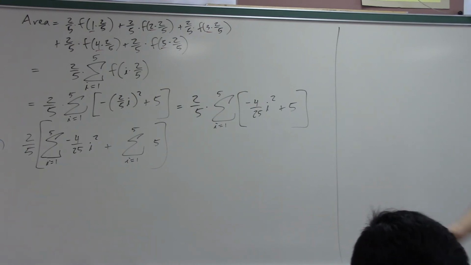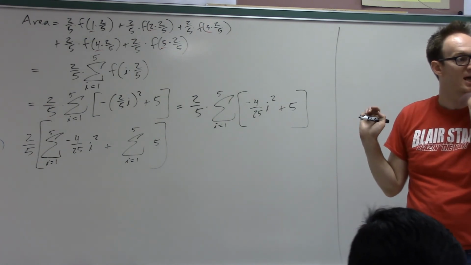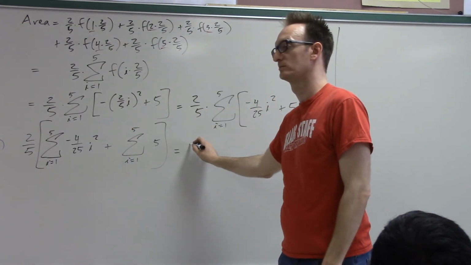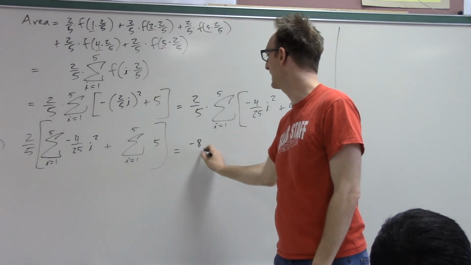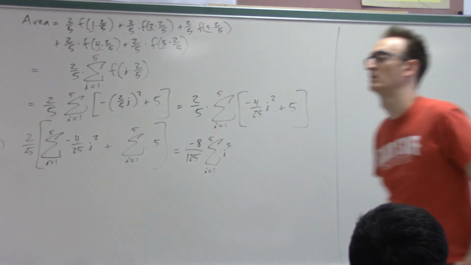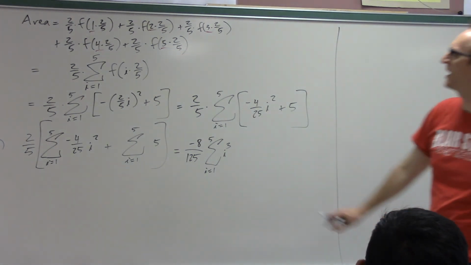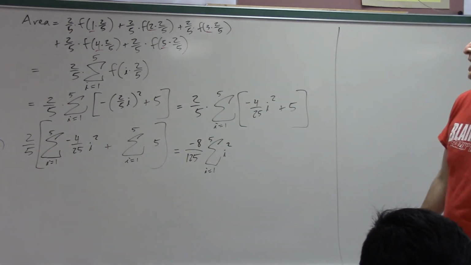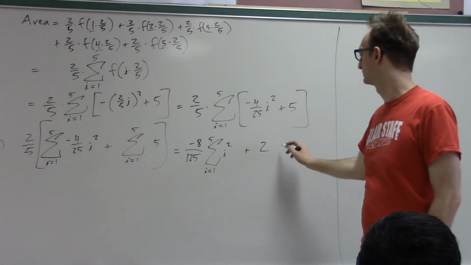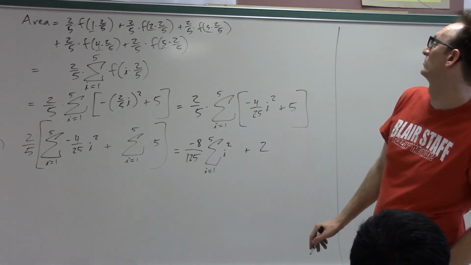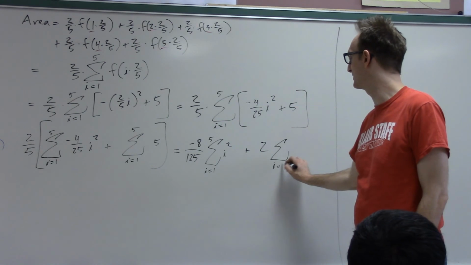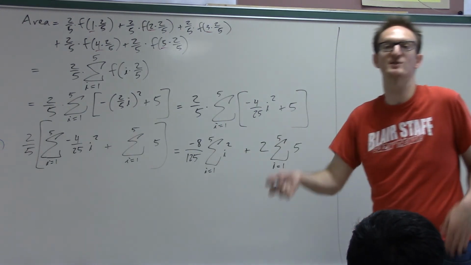And now in each of those, I can factor out the constants, so I really have treated them separately. What's outside the first one? This would be negative 8 over 125 times the sum from i equals 1 to 5 of i squared, not i cubed. And then this next one, pulling out the 5, it cancels the 2/5. We just get 2 times the sum from i equals 1 to 5 of 1, which of course is just 10.